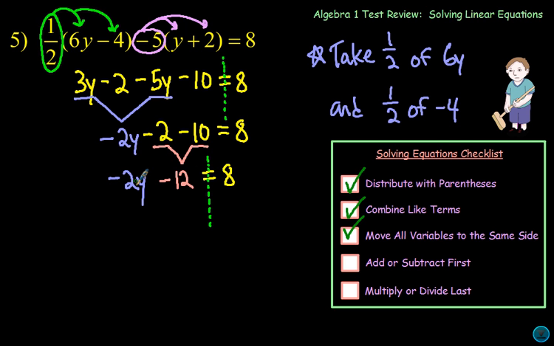So what I do next is I add or subtract. I'm going to add or subtract first, right? Because that says -12, and so the way to get rid of that would be to add 12. So let's add 12 to both sides. So I'm going to do a +12 and a +12.